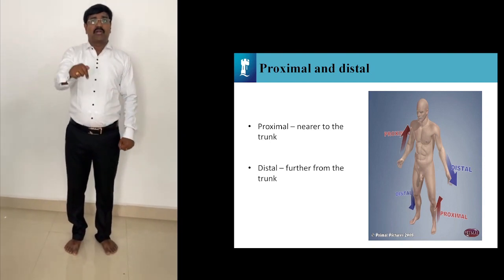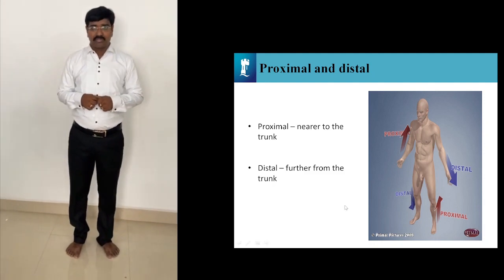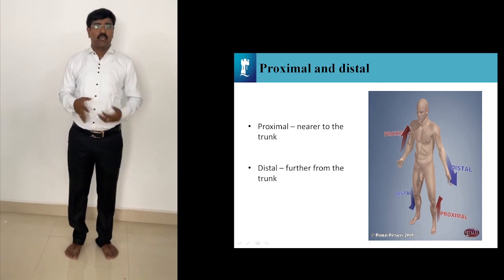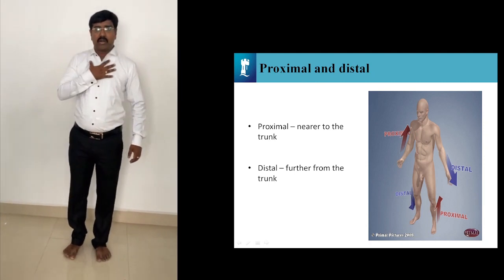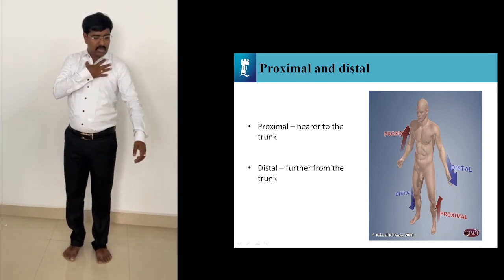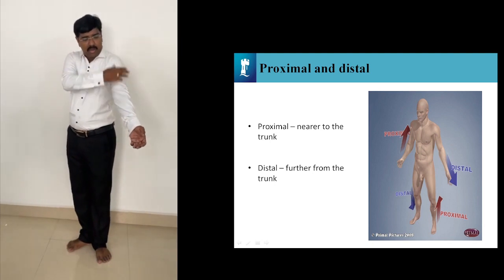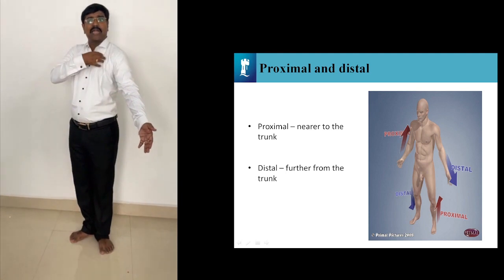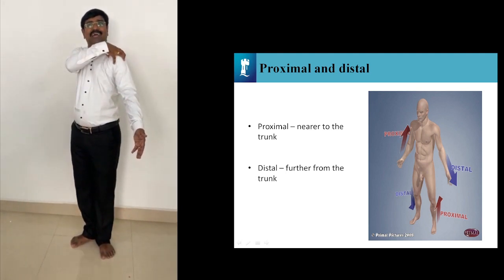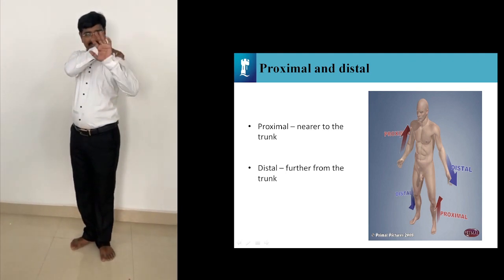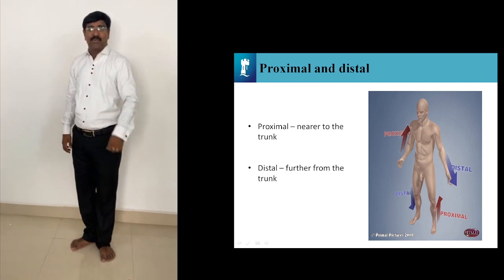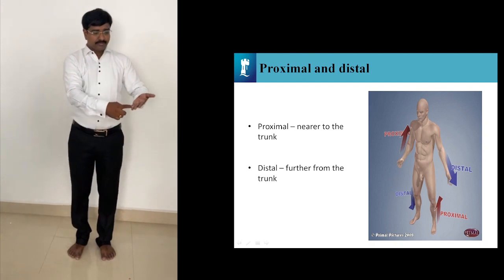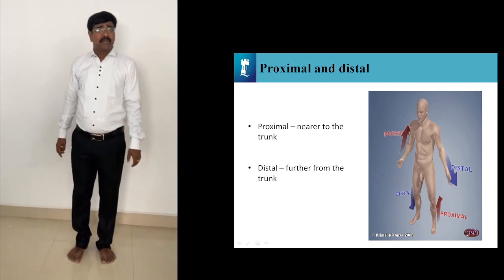Nearer to the trunk is called proximal. Away from the trunk is called distal. So what is the trunk? This is my trunk, my thoracic level. This trunk is attached by what? The upper limb. So the part which is attached to the trunk is called proximal. Is this end attached to the trunk? No. So the part which is not attached, away from the trunk, is called distal.